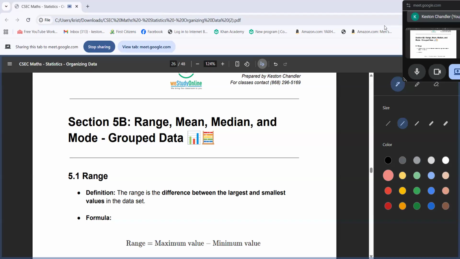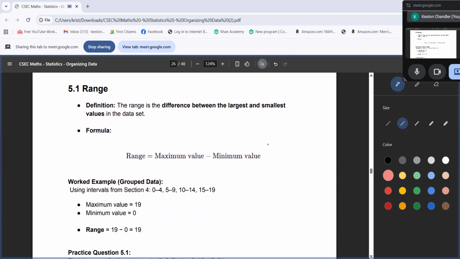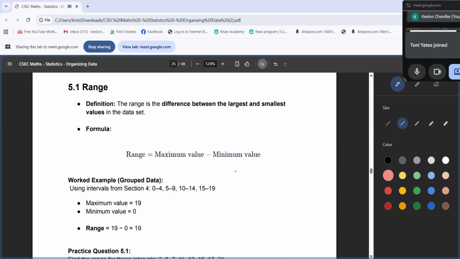All right, so now we want to talk about range, mean, median, and mode for group data. Now, the range looks at the difference between the largest and smallest values in a data set. The formula for range is simply the largest value in the data set minus the smallest value in the data set, or the maximum value minus the minimum value.